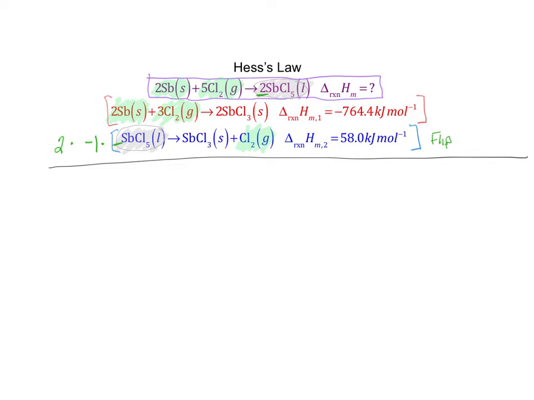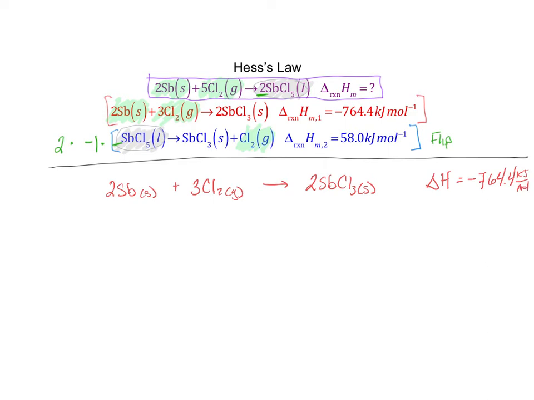So I have 2 antimony solid plus 3 Cl2 gas goes to form 2 antimony Cl3 solid, and I have done nothing to this equation and this reaction, and so my delta H is still negative 764.4 kJs per mole.